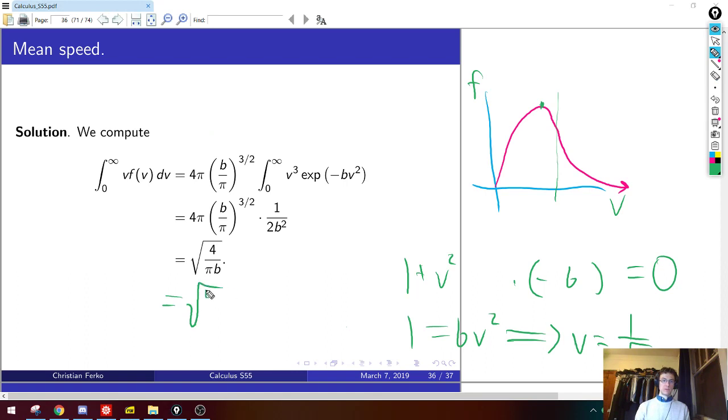So square root, this is why I put the 4 in, by the way. This is root 4 over pi. Now 4 over pi is about 3, so root 4 over pi is like 4 over 3, which is a little bigger than 1. So this is roughly 1.1 times 1 over root b. This justifies what I said a moment ago: the place where the speed is most probable, which as we just found is 1 over root 2b, is not the same as the average. The average, or mean, or expectation value, is a little bigger. It's root 4 over pi times 1 over root b.